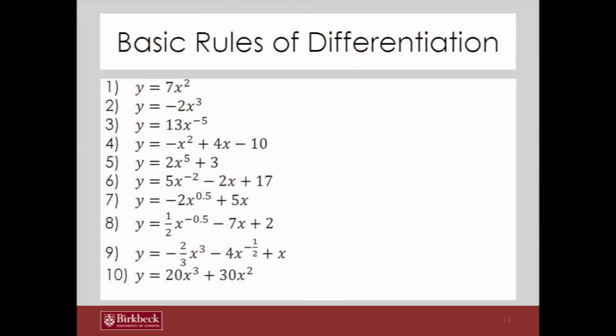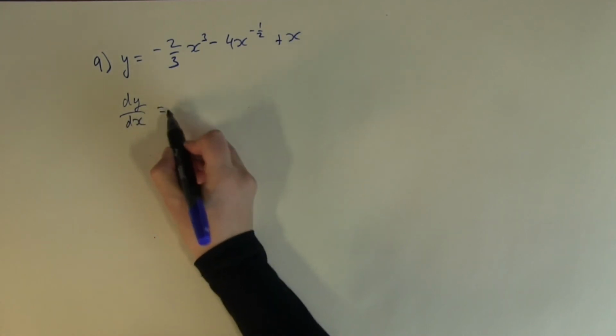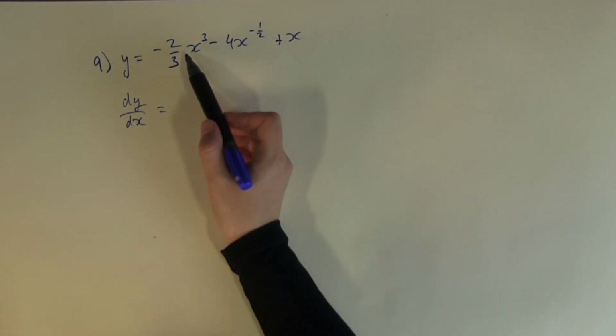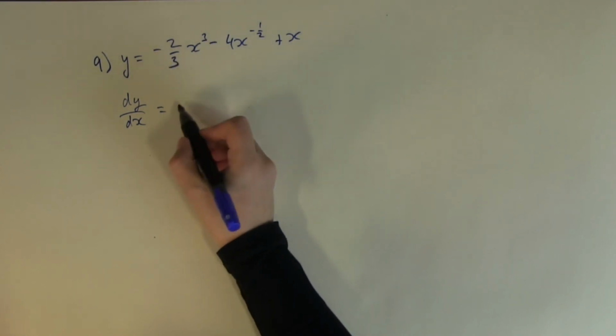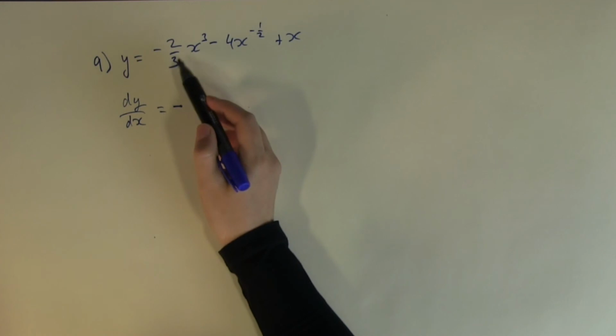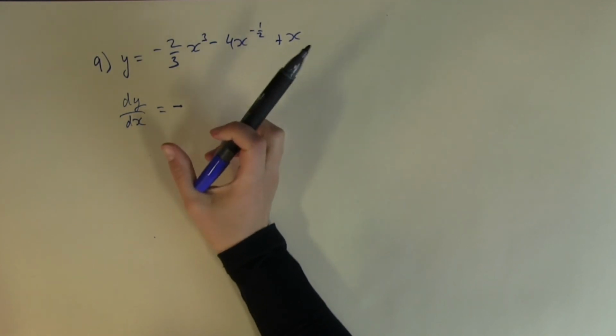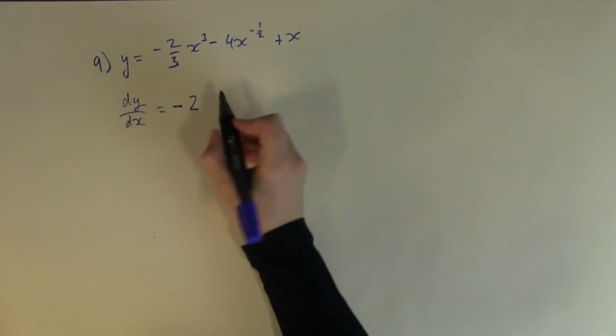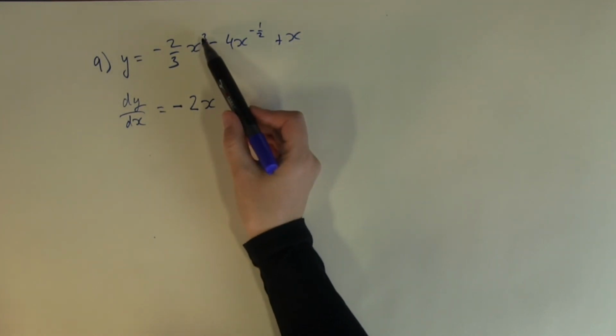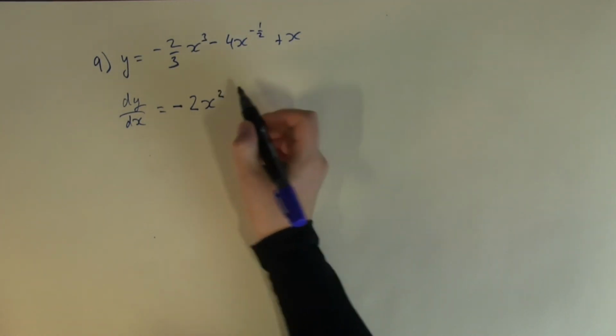Two more examples. Example 9. Y equals minus 2/3 x cubed minus 4x to the minus half plus x. So what is the derivative? Again, bring the power down. Positive times negative will make it negative, and 2/3 times 3. Dividing by 3 and multiplying by 3 cancels each other out, so I'm just going to end up with the negative 2. But what will be the power of x? 3 minus 1 gives me 2.